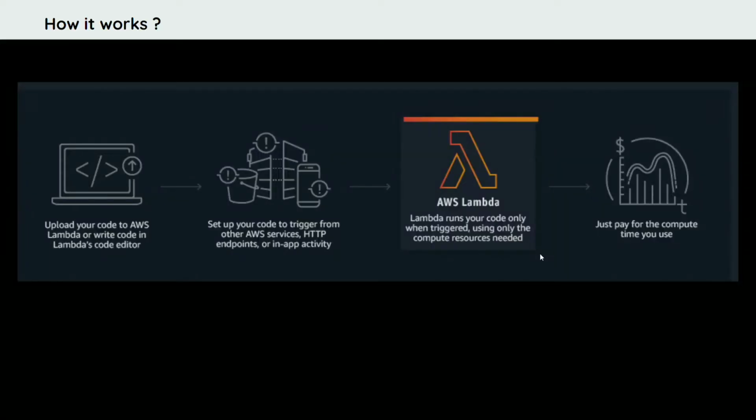This is how AWS Lambda works. For that you have to upload your code or write your code to AWS Lambda, then set up your code to trigger from other AWS services, HTTP endpoints or in-app activity. AWS Lambda will run your code only when triggered, using only the compute resources needed. Just pay for the compute time you use.